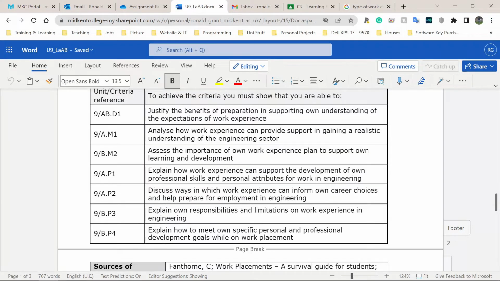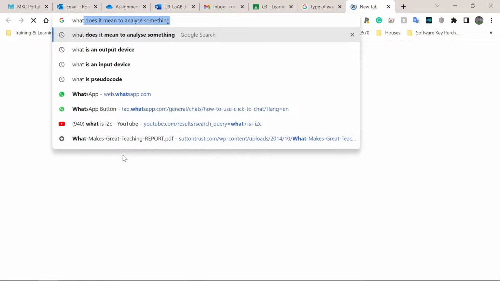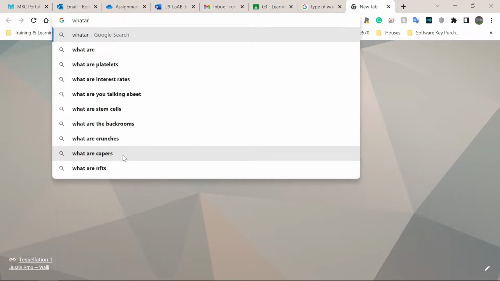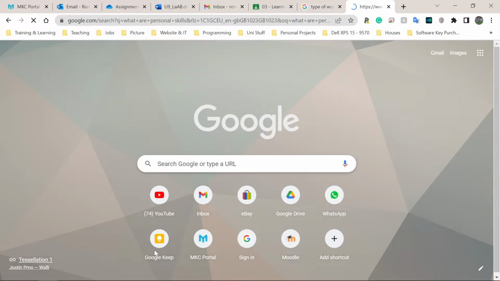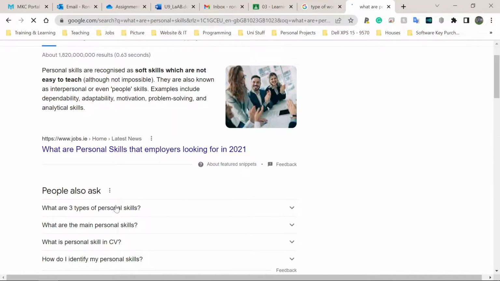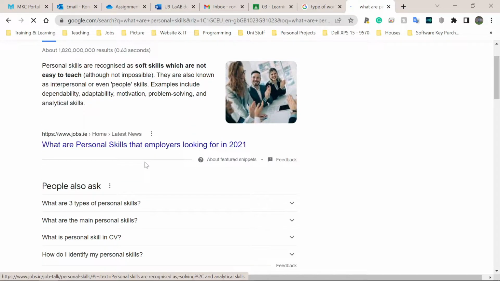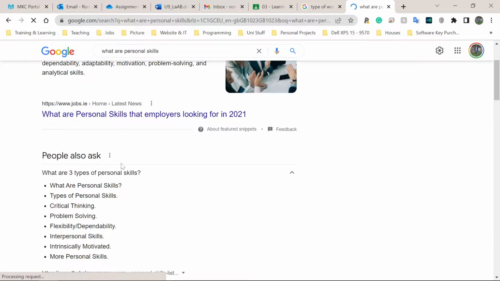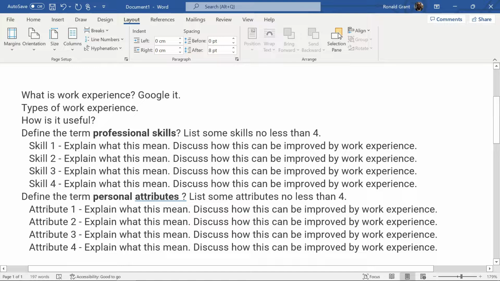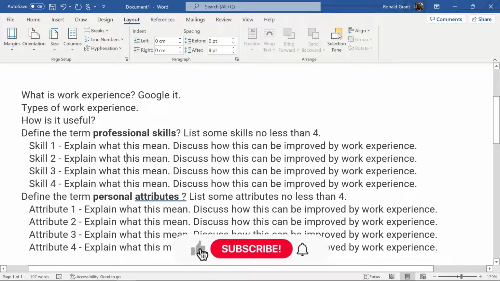So again, let me show you how to cheat. What are personal skills, let's say, right? And again, you're going to have a list of things that you can use. Not one website is going to have everything. Maybe you go over a few websites. There we go. You find a few professional skills. And then from there, you speak about each one of them. So not only do you list them, you explain what the skill actually means.